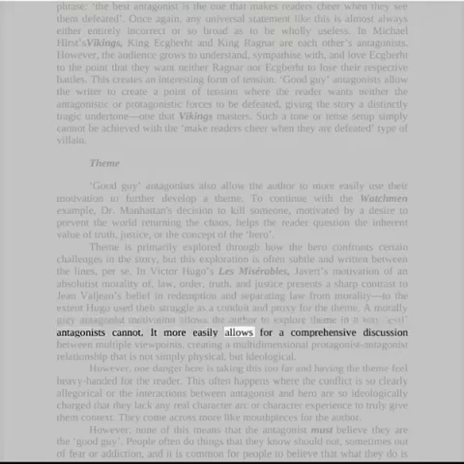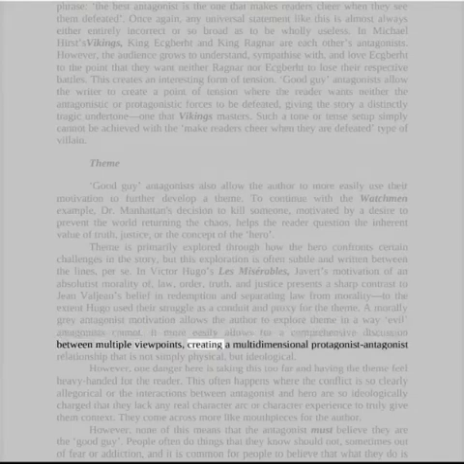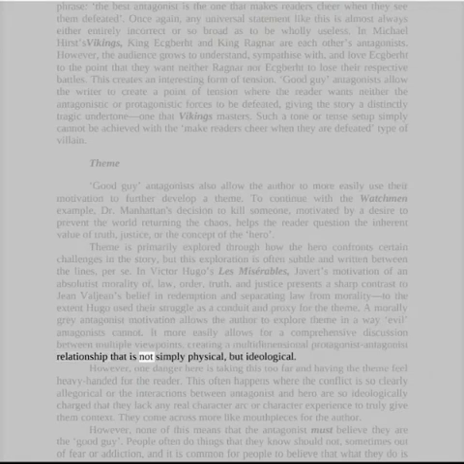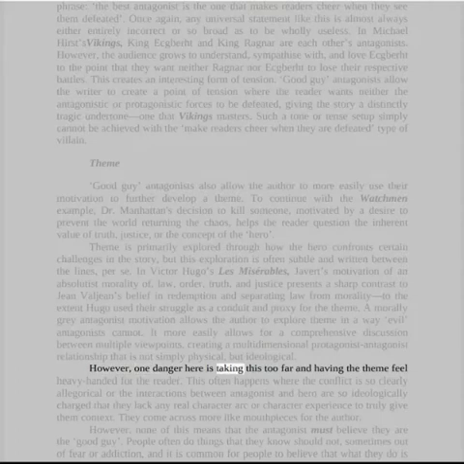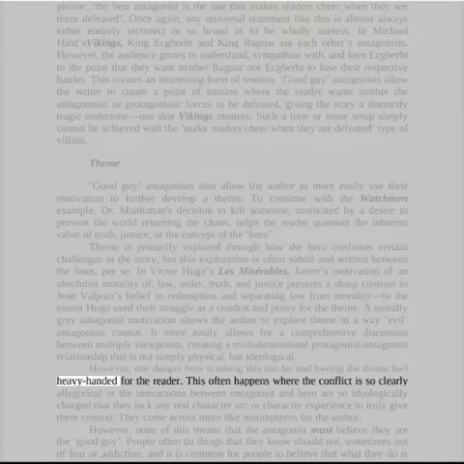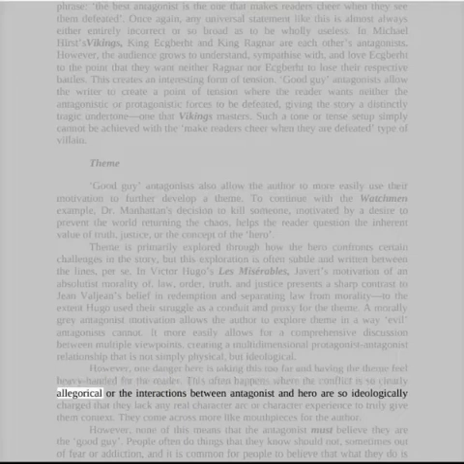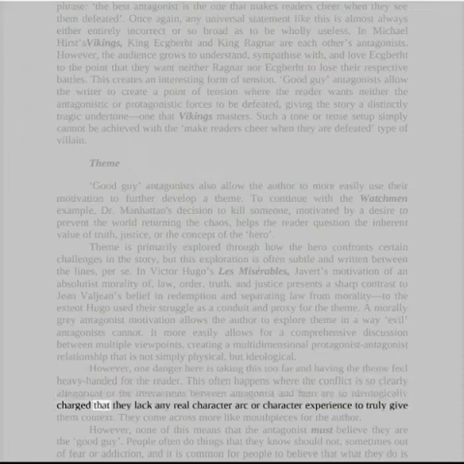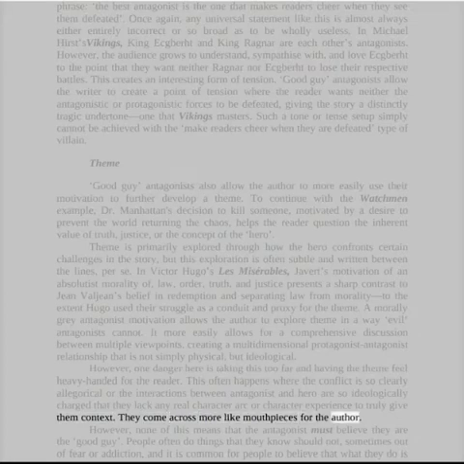It more easily allows for a comprehensive discussion between multiple viewpoints, creating a multidimensional protagonist-antagonist relationship that is not simply physical, but ideological. However, one danger here is taking this too far, and having the theme feel heavy-handed for the reader. This often happens where the conflict is so clearly allegorical, or the interactions between antagonist and hero are so ideologically charged that they lack any real character arc or character experience to truly give them context. They come across more like mouthpieces for the author.